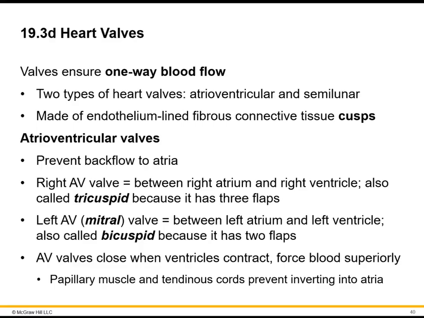Remember, the right AV valve is between the right atrium and the right ventricle, and it's also called the tricuspid valve. The left AV, or mitral valve, is between the left atrium and the left ventricle, and it's also called the bicuspid valve. The AV valves are going to close when those ventricles contract. Those ventricles force blood superiorly, and that slams the AV valves shut. That papillary muscle and those tendinous cords are going to hold the AV valves in place so that they don't flow backwards and allow blood to move past the valve.